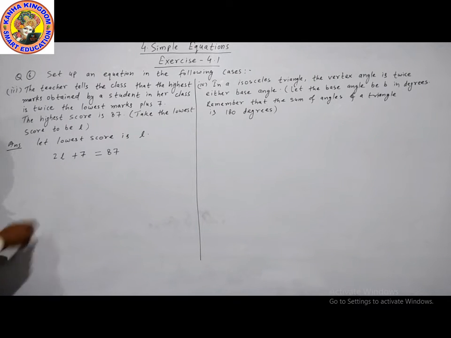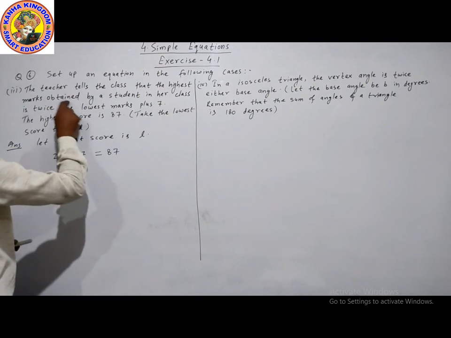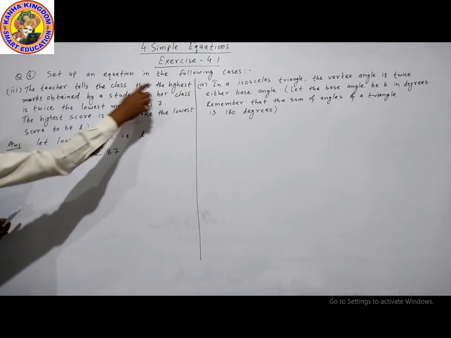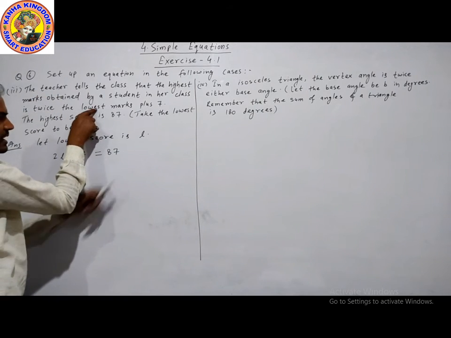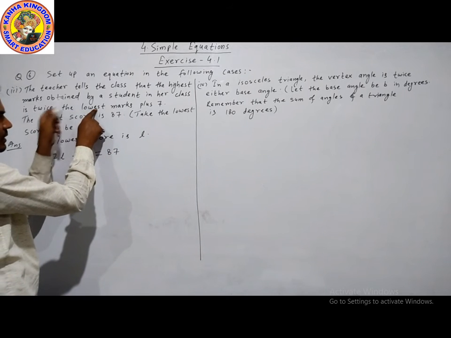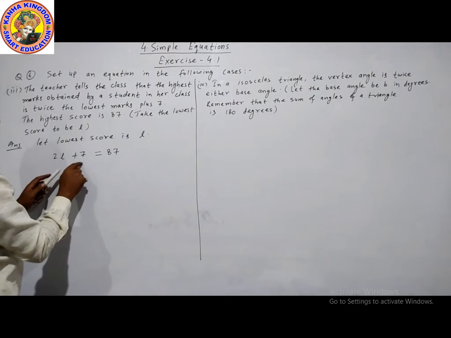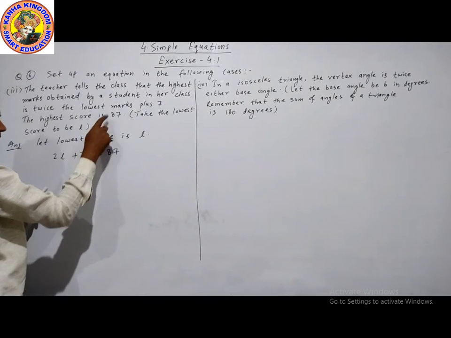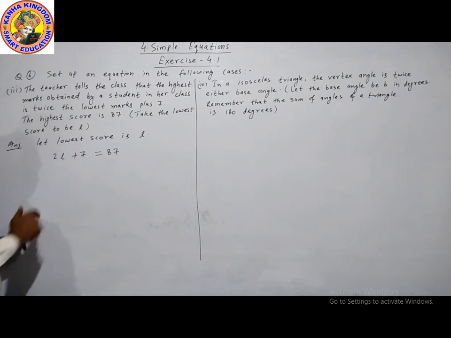Let's begin from this. The teacher tells the class that the highest marks obtained by a student in her class is twice, meaning 2 times, the lowest marks. Lowest marks is L, 2 times L, 2L plus 7. This is the highest marks. Now the question says that the highest marks is 87. This is highest and this is highest. Both are equal, so we denote the sign of equal.